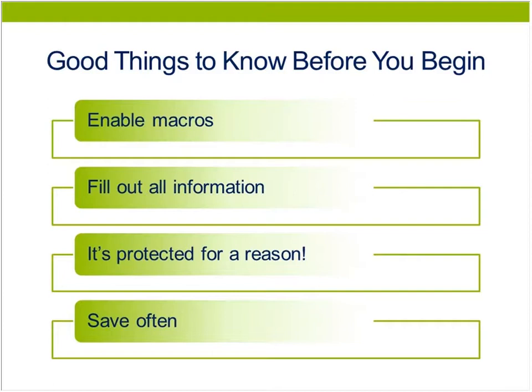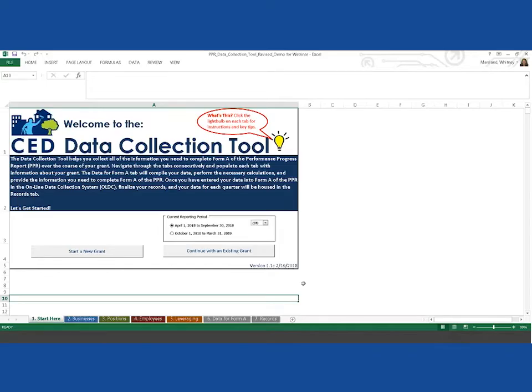So now we will walk through the tool. We'll get started on this Start Here tab. As you can see in the Excel file, there are 7 tabs at the bottom of the screen. Tabs 2, 3, 4, and 5 are the 4 components you need to collect data for. We'll go through each of these now, and you'll notice that they're in the specific order that you need to collect this information.